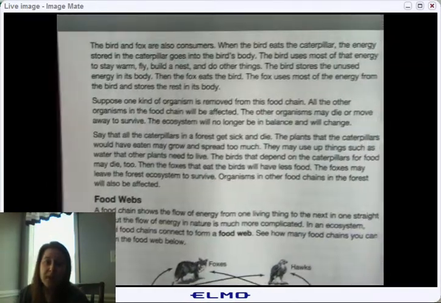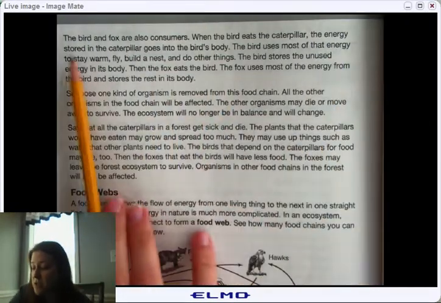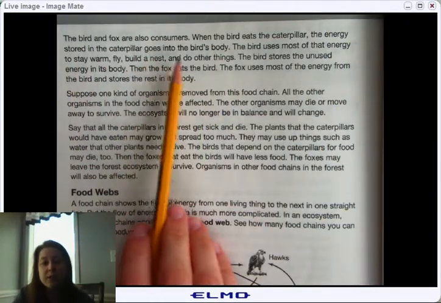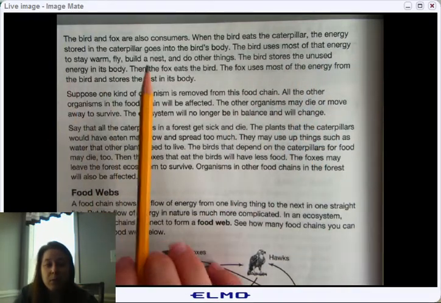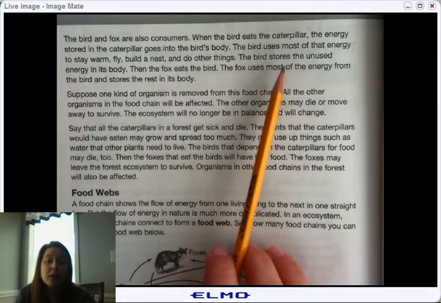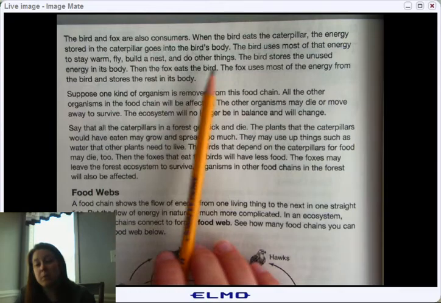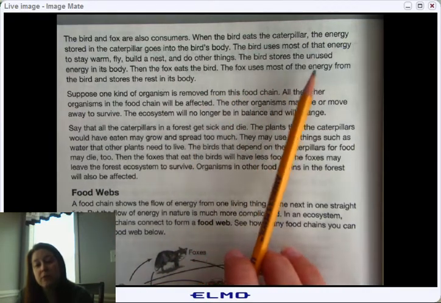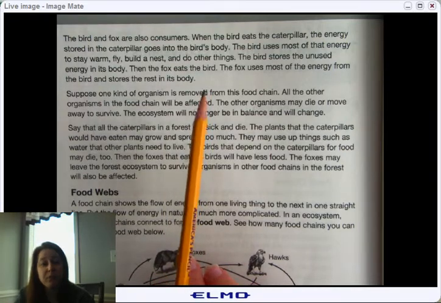The bird and the fox are also consumers. When the bird eats the caterpillar, the energy stored in the caterpillar goes into the bird's body. The bird uses most of that energy to stay warm, fly, build a nest, and do other things. The bird stores the unused energy in its body. Then the fox eats the bird. The fox uses most of the energy from the bird and stores the rest in its body.